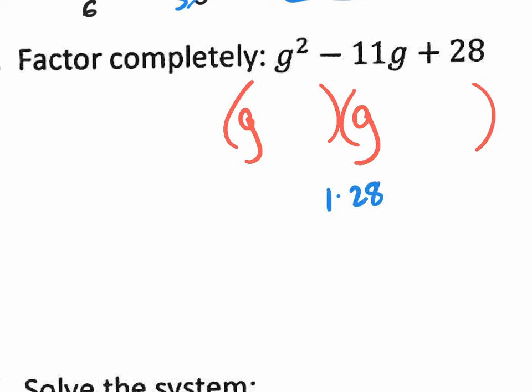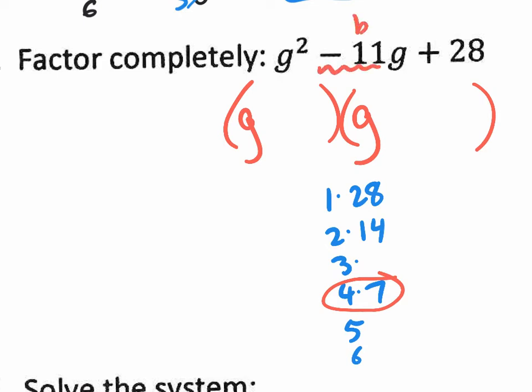1 times 28, 2 times 14. Sorry. 3 times, no, it doesn't work. 4 times 7. 5 doesn't work. 6 doesn't work. Okay, so that's it. There's just 3 possibilities. And yes, 4 and 7 combines together to give you 11, but you want the b value of negative 11, not positive 11. So it means you have the right numbers, you just have the wrong signs.